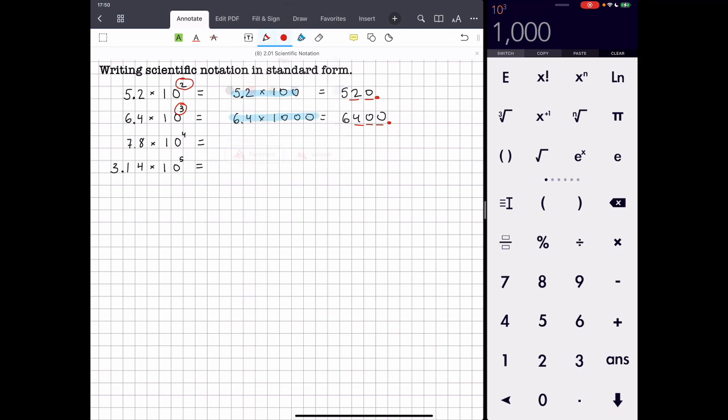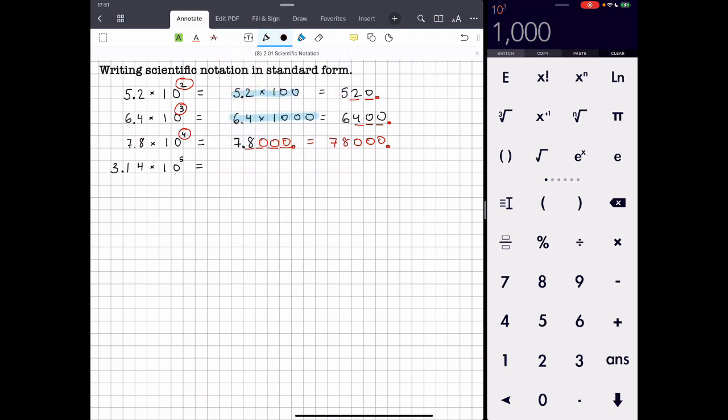So in the first problem here, we have 7.8 times 10 to the 4th. We know that the exponent will tell us that we're going to move the decimal 4 times. So we're going to move it once past the 8, and then 3 more times for a total of 4. And we'll add in the spaces with zeros. So in this problem, our answer is 78,000.